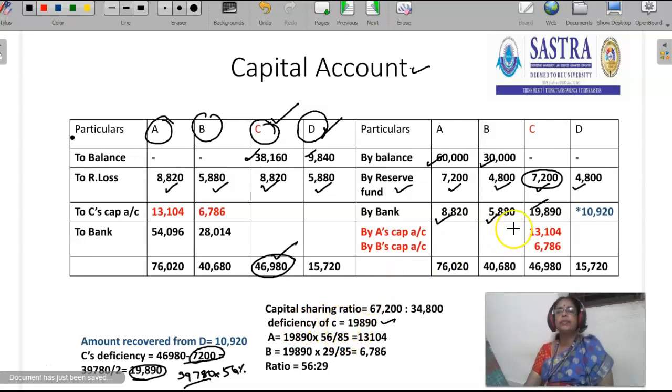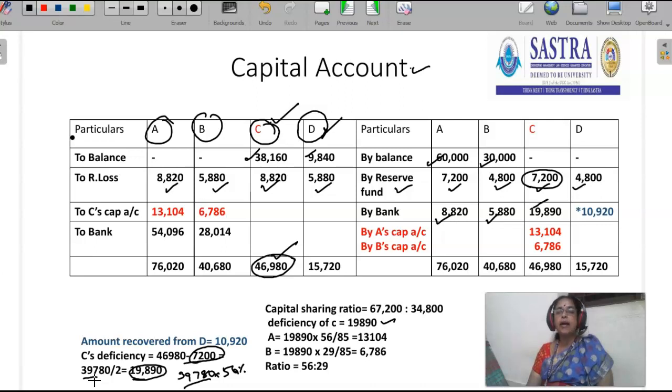Okay, once again I explain. The total of the debit side of C's capital account is 46,980. From that 46,980, if we deduct 7,200, the balance amount is 39,780.